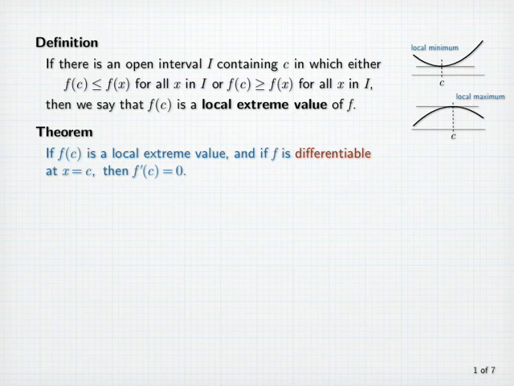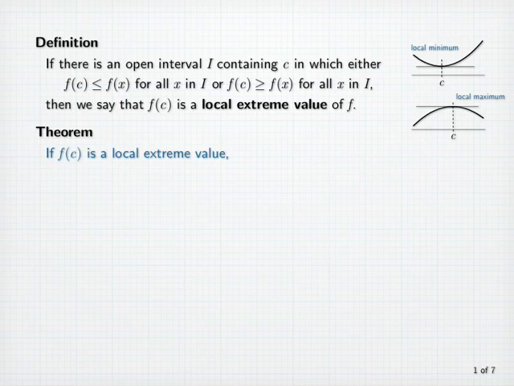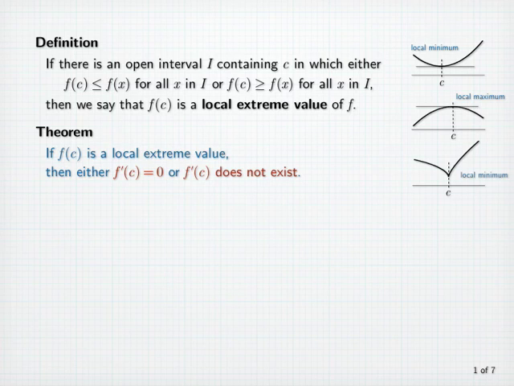Now let's state this theorem slightly differently. If f of c is a local extreme value, then either f prime of c is equal to 0, or else f prime of c does not exist. This picture shows a local minimum occurring at a point where f is not differentiable. This picture shows a local maximum occurring at a point where f is not continuous and therefore not differentiable.